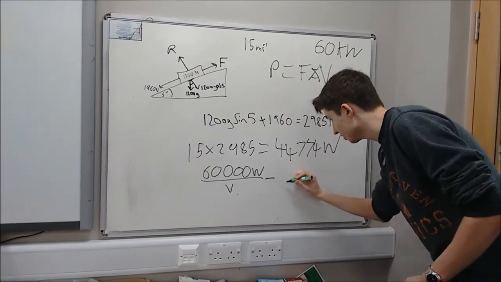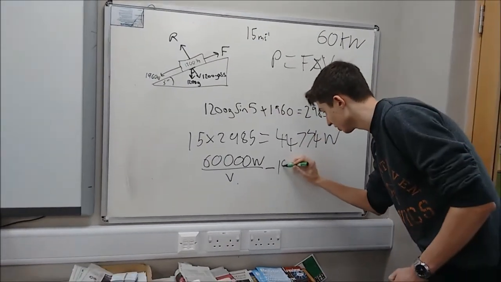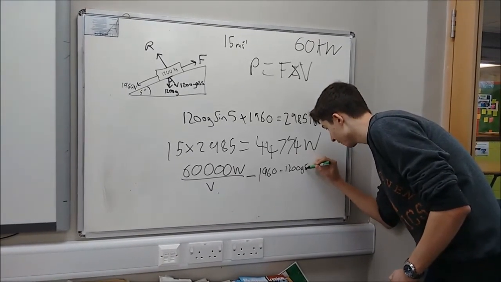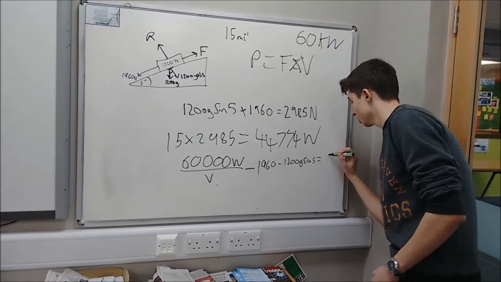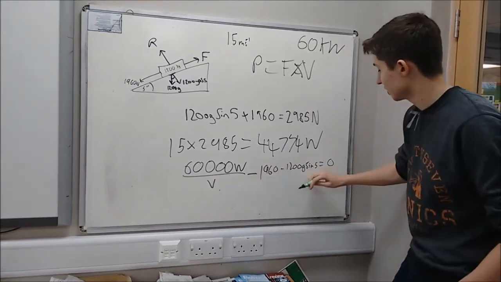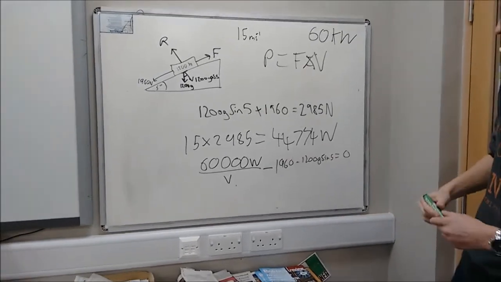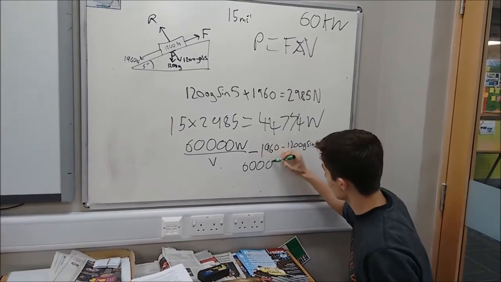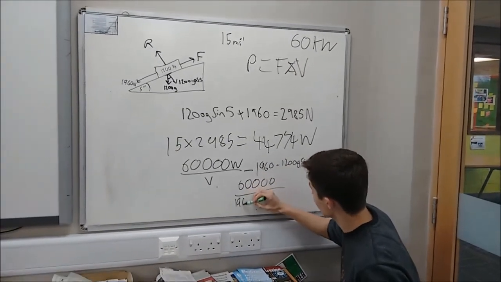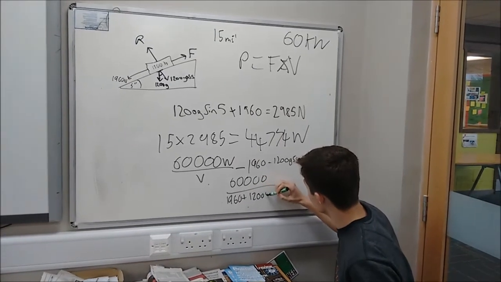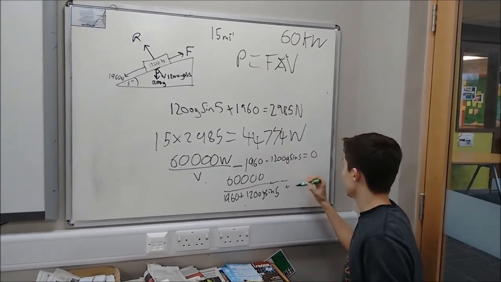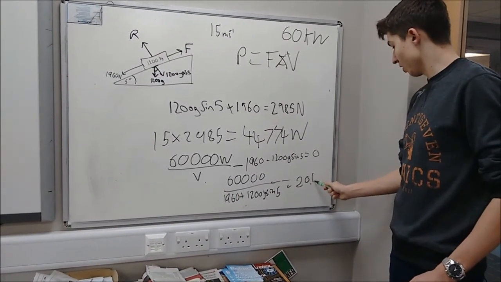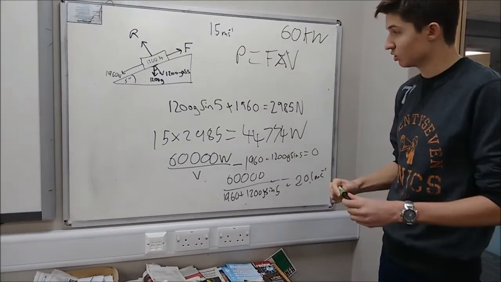So we can know after that that this minus 1,960 newtons minus 1,200 G sine 5 is equal to 0. These two forces cancel out backwards and forwards, and we can rearrange this equation and we'll get 60,000 watts divided by 1,960 plus 1,200 G sine 5, and this should actually equal a speed of 20.1 meters per second is the maximum speed of the car.